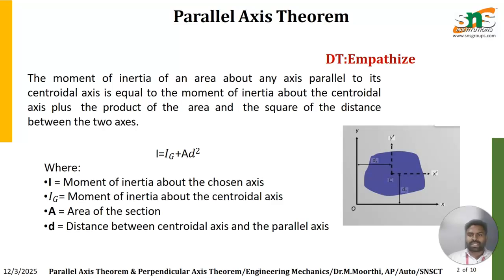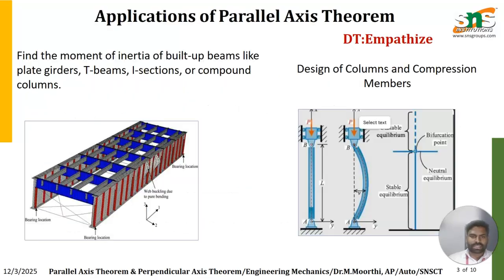So these two axes are the reference axis and the centroidal axis. Here I is the moment of inertia about the reference axis for which we want to find the moment of inertia, and Ig is the moment of inertia about the centroidal axis. A is the area of the particular section; if you take a composite section, it is the area of the composite section. And d is the distance between the two axes, that is, the centroidal axis and the reference axis.